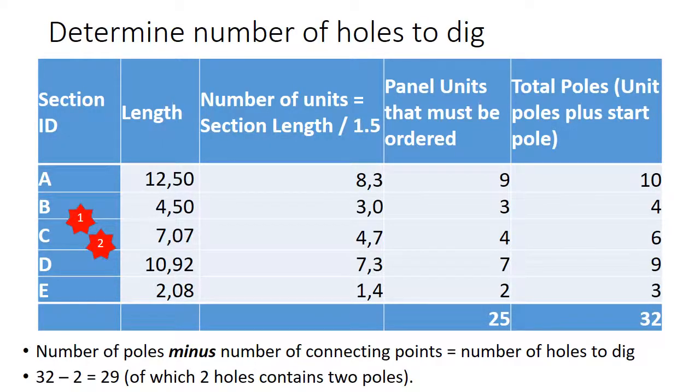You determine the number of holes to dig. The number of holes to dig is basically the number of the poles that you ordered and that you determined already, based on the number of the panel units. As I said, if you want to know more about this, you must go and watch another video. And then you take the total number of holes minus the two connecting points, and that gives you the total number of holes you will have to dig. In this case, I need to dig 32 minus 2 connecting holes, 29 holes.